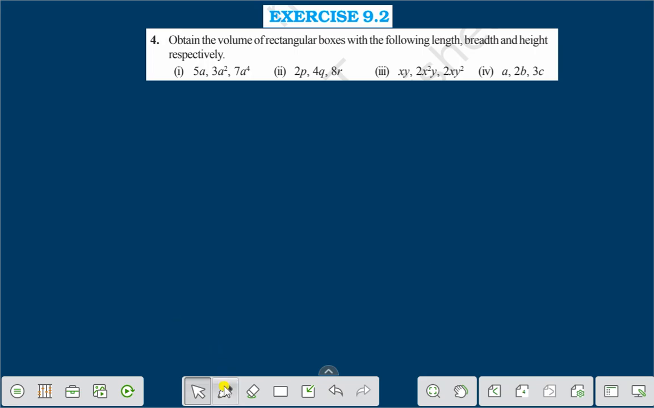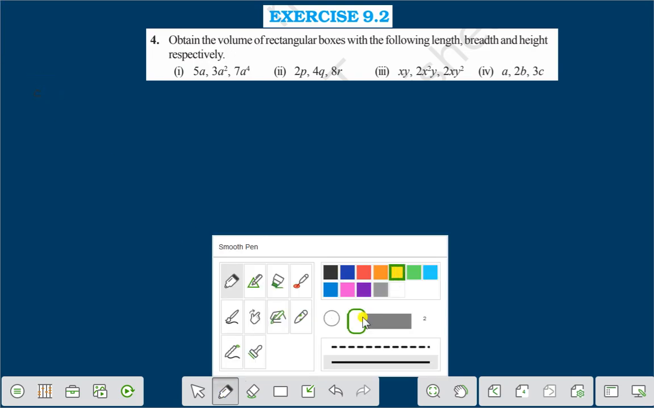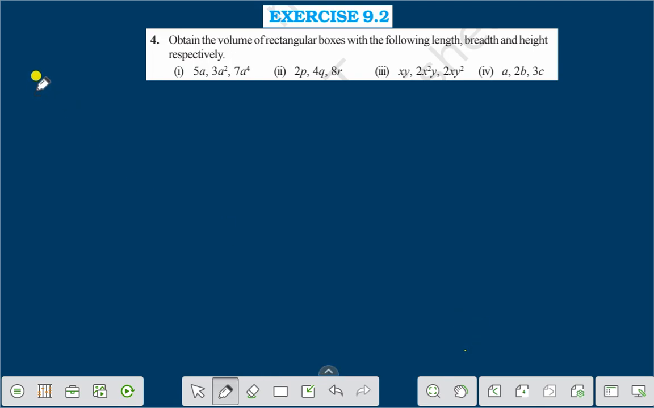Let us find. We know that volume is equal to length into breadth into height.